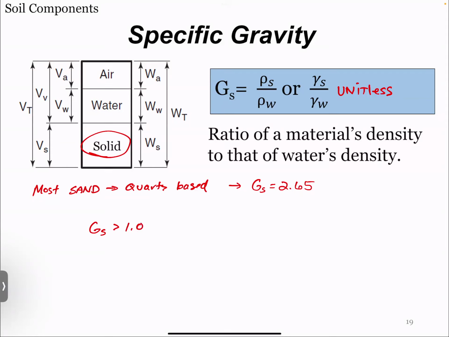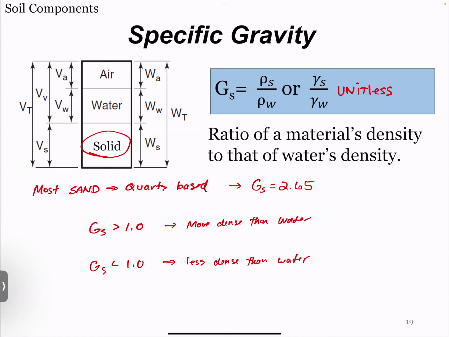So if our specific gravity of solid is greater than 1, then that must mean that it is more dense than water. And then specific gravity less than 1, of course, that means it's less dense than water. So thinking about that, it's basically how heavy the grain of soil is.